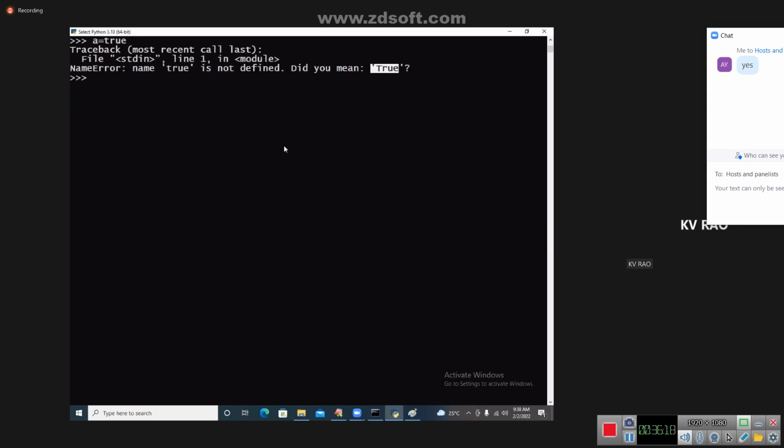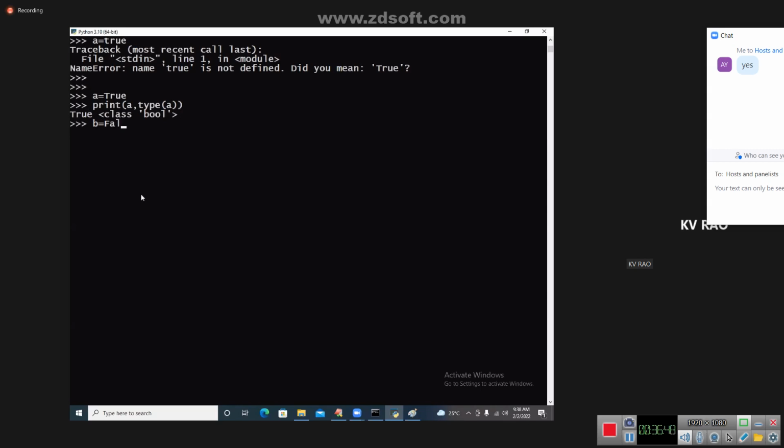Now I'm going to say A is equal to True, with a capital T. Now print A comma type of A. See that True is having what type? Bool. So True is a value of bool data type and A is an object of bool type.